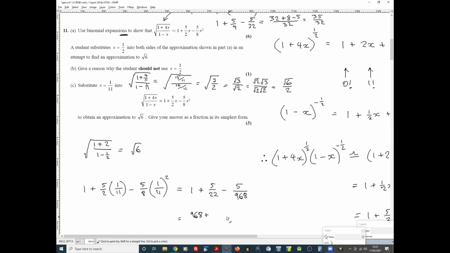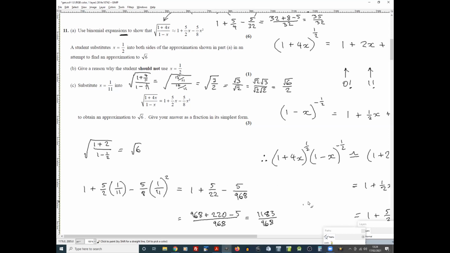So 44 times 5 equals 44 times 5 is 220, minus 5, all over 968. Is what now? 1143. But correct me if I'm wrong. I'm not sure. A bit rushed. Right.